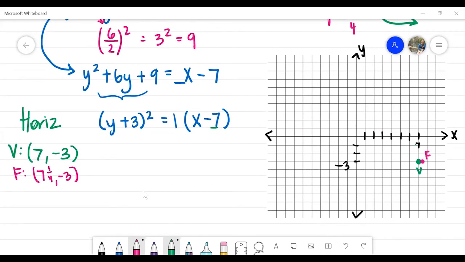That also means our directrix is very close. Okay, so there's your directrix. Again, super close. This would be the line x is equal to 6 3/4, because it's 1/4 in the other direction.